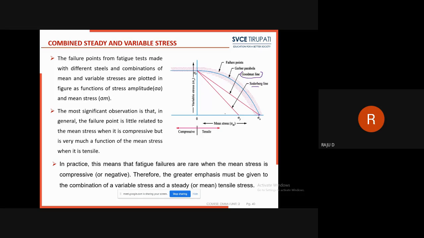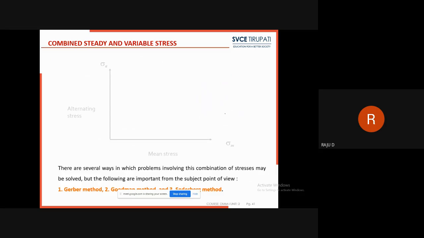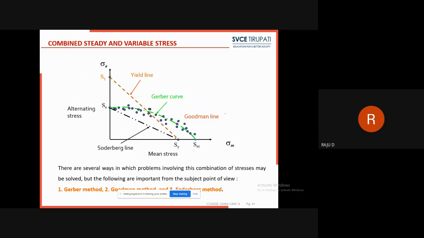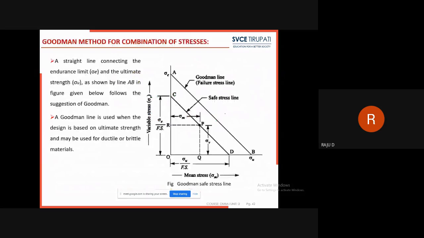Okay, so next, combined stress. I think all of you know, right? This one is already explained. So first one is the Goodman's line method. All of you remember this graph. For the GATE examination also, they will give one 2-marks question for this concept. Very important. Just remember this graph, it is very easy.